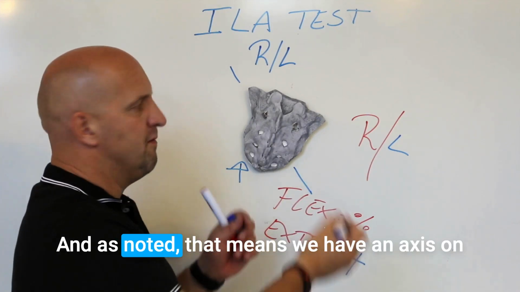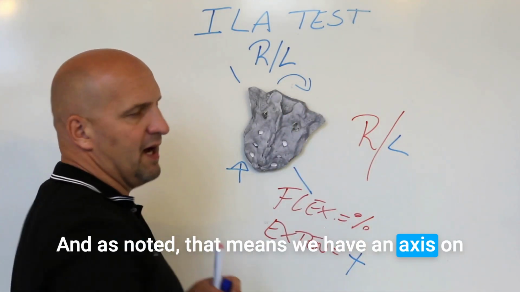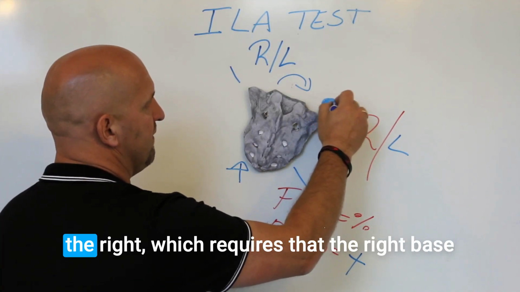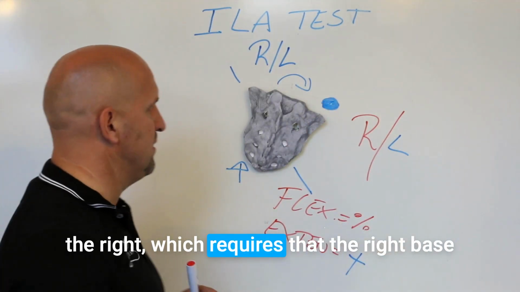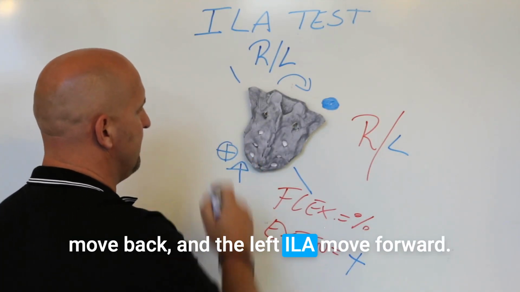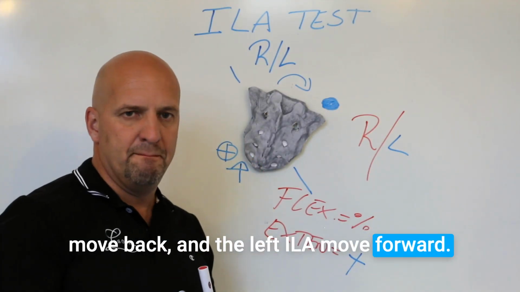And as noted, that means we have an axis on the left side where the sacrum is rotated to the right, which requires that the right base move back and the left ILA move forward. Theory of sacral dysfunction, right and left.